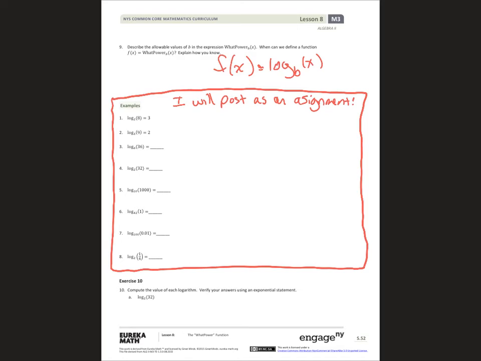So your following examples is, actually, we don't even have to post this as an assignment. I don't know why I said that. That was stupid. These are the same exact questions as we just did, except now we're changing the notation.